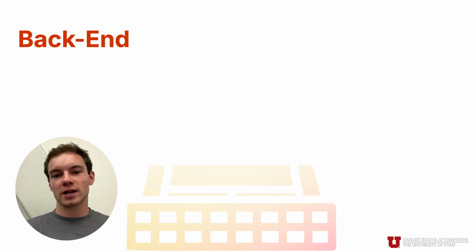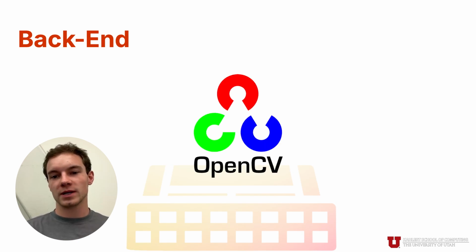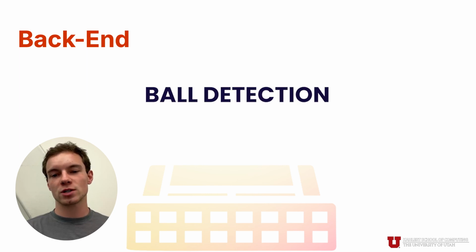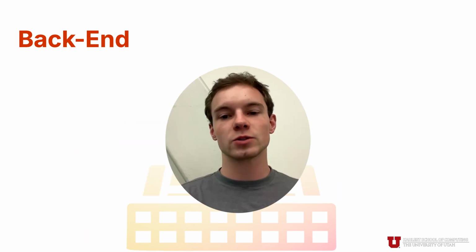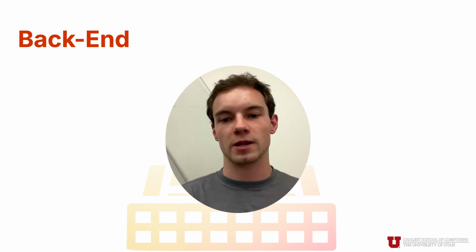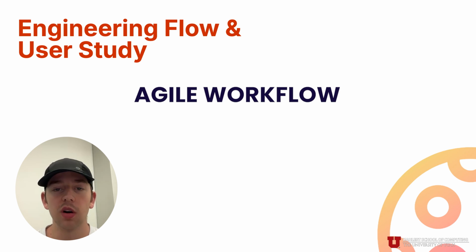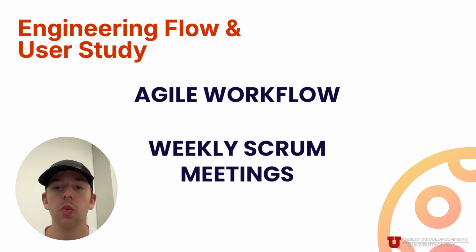We leveraged React Native's fast OpenCV library because it allowed us to write custom C++ functions, which we use to do ball detection, bounce detection, court alignment, and transformation. The backend also includes a game model, which is used to communicate computer vision results to the front end. We utilized an agile workflow with weekly Scrum meetings with a sum of 82 issues over 16 weeks, committing about 230 times to the main repository.